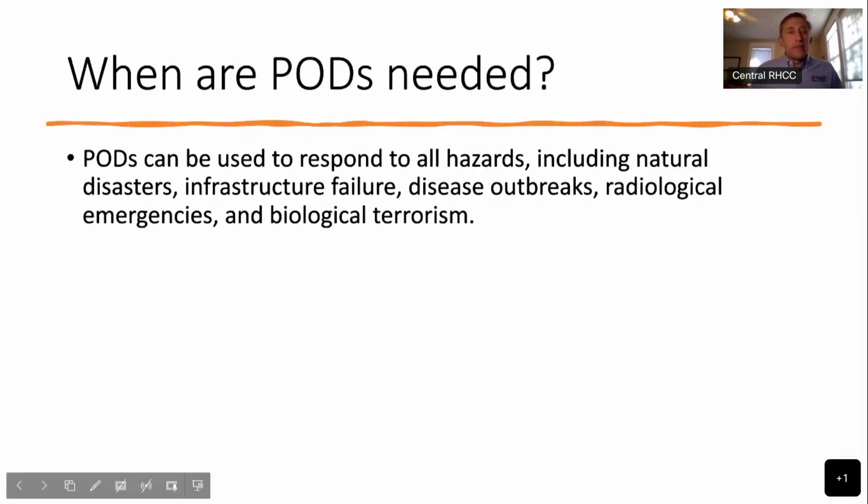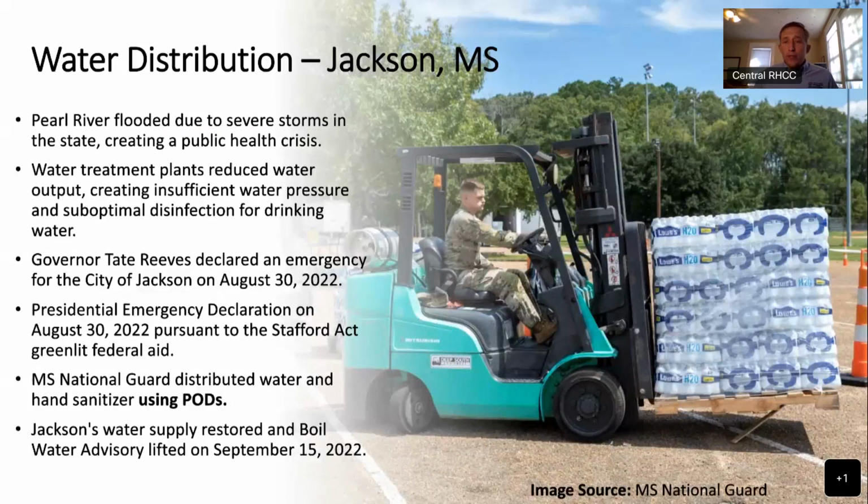So when are pods needed? All right, I've already mentioned this a couple of times, but they can be used in a variety of emergencies, and I've prepared a few slides that give examples of that. And the first one, which is not something you would necessarily think of as a public health emergency, is water distribution in September in Jackson, Mississippi.